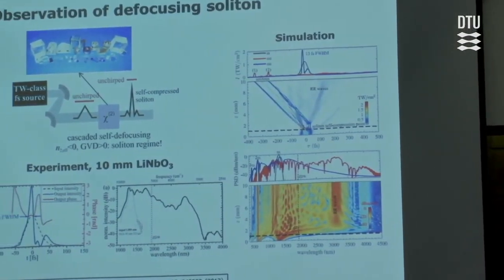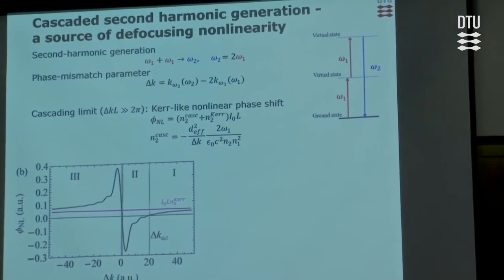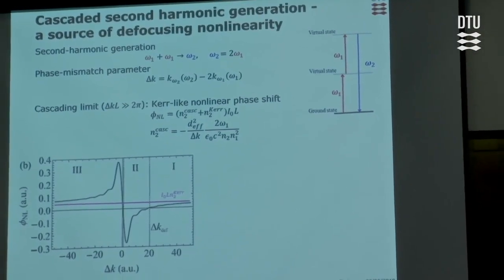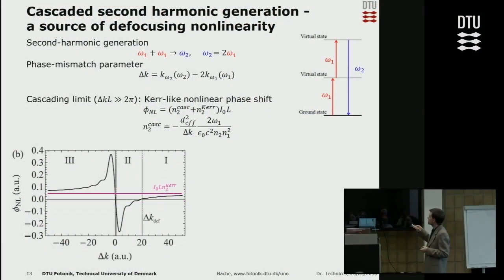And in order to do that, I have to go back and explain to you just briefly what it is that we really do. So basically, we take the process of second harmonic generation, where we take two photons and generate the second harmonic. And we have the phase mismatch parameter, which gives a very efficient second harmonic, but then we misalign it so that we are in the so-called cascading limit, where the phase mismatch is large. And then we get a Kerr-like nonlinear phase shift. So we have the cascaded nonlinear phase shift and the Kerr effect of that is intrinsic in the crystal.